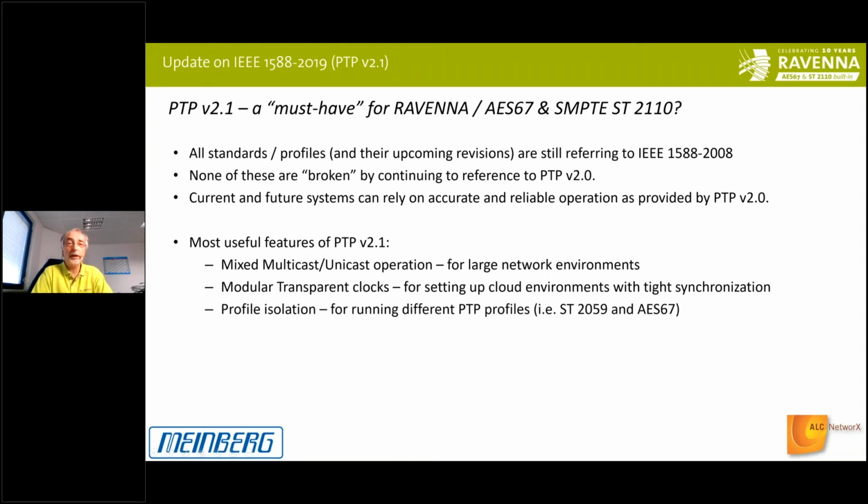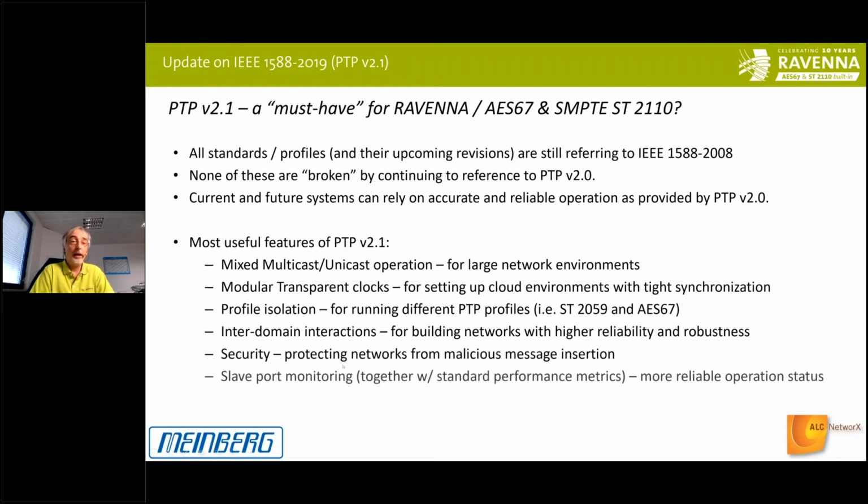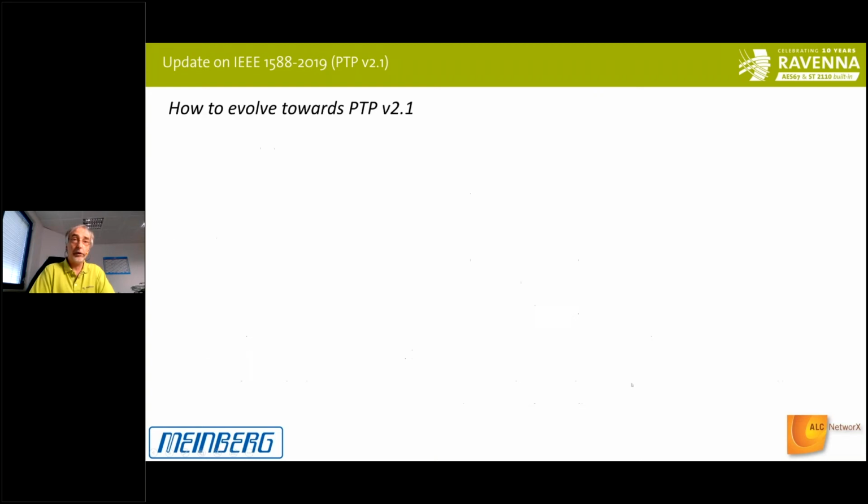Profile isolations for running different PTP profiles might be useful here and there if we can't agree on a common profile. Inter-domain interactions, if you need more robust or higher reliability networks, might be a useful option. Security is always nice to have. And slave port monitoring is good to monitor reliable operation status. And if you're using wide area network applications, it might also be useful to use one of those special PTP port configuration options which are now part of version 2.1.